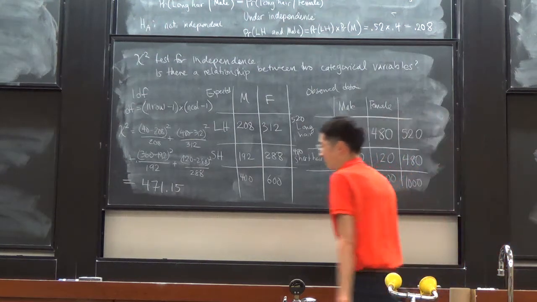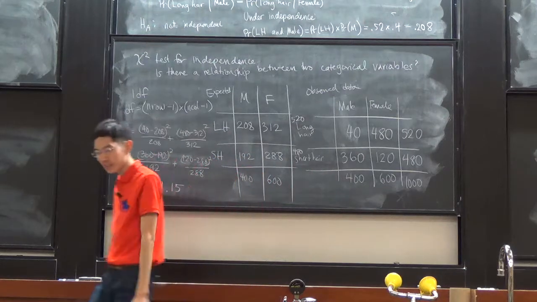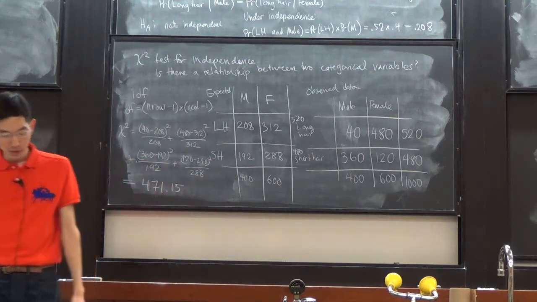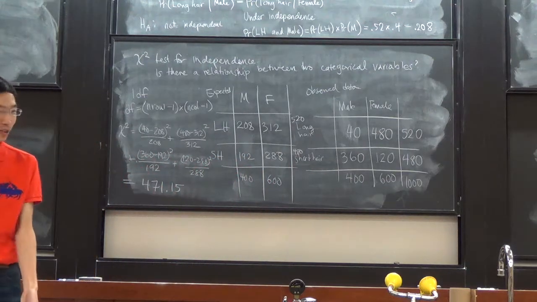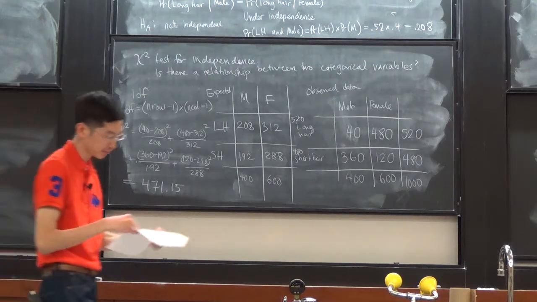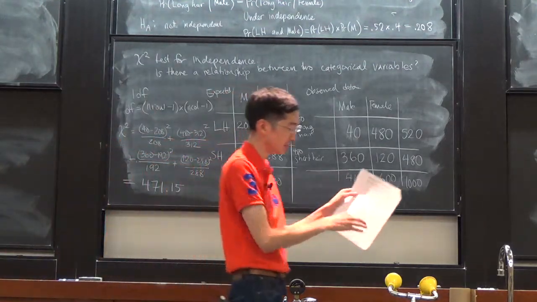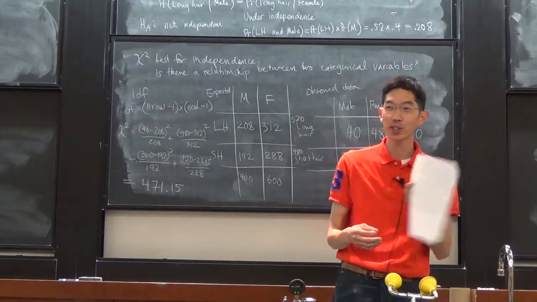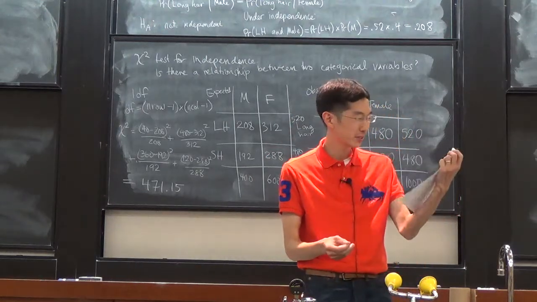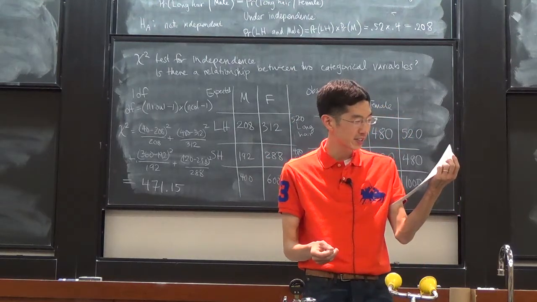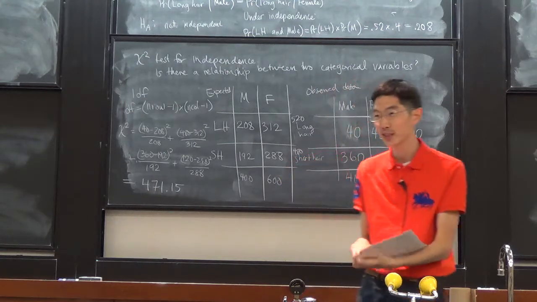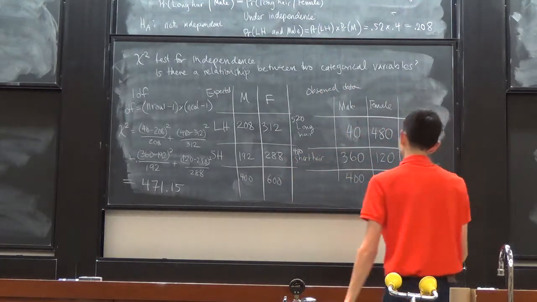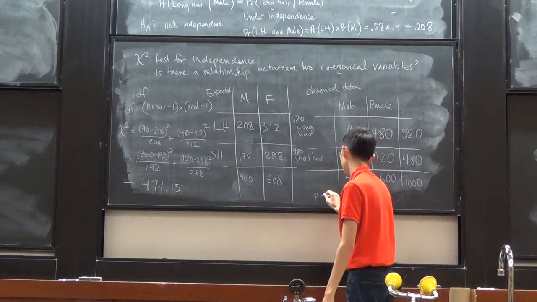Okay. So my chi-squared statistic ends up being this ridiculously large 471.15. So I would go to my table and I would see, okay, that's off the charts. My p-value is definitely less than 0.0001, okay? So I would have an incredibly tiny p-value, whatever it is.